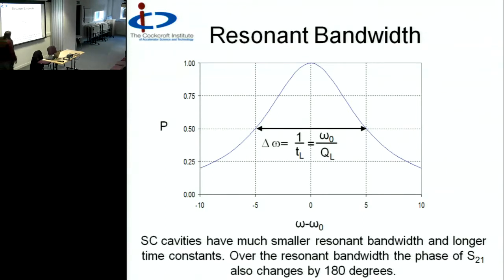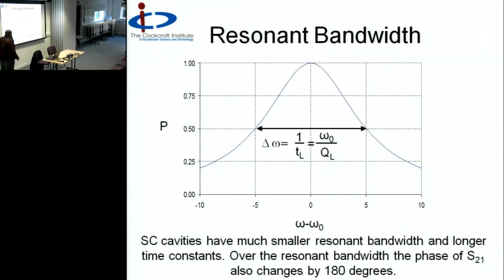And what you see is what we call a resonance behaviour. This is for a matched system. So you get a lot of transmission at the resonant frequency, and away from that, you don't get a lot of transmission. Power doesn't get through the cavity. Typically, it'll be reflected.